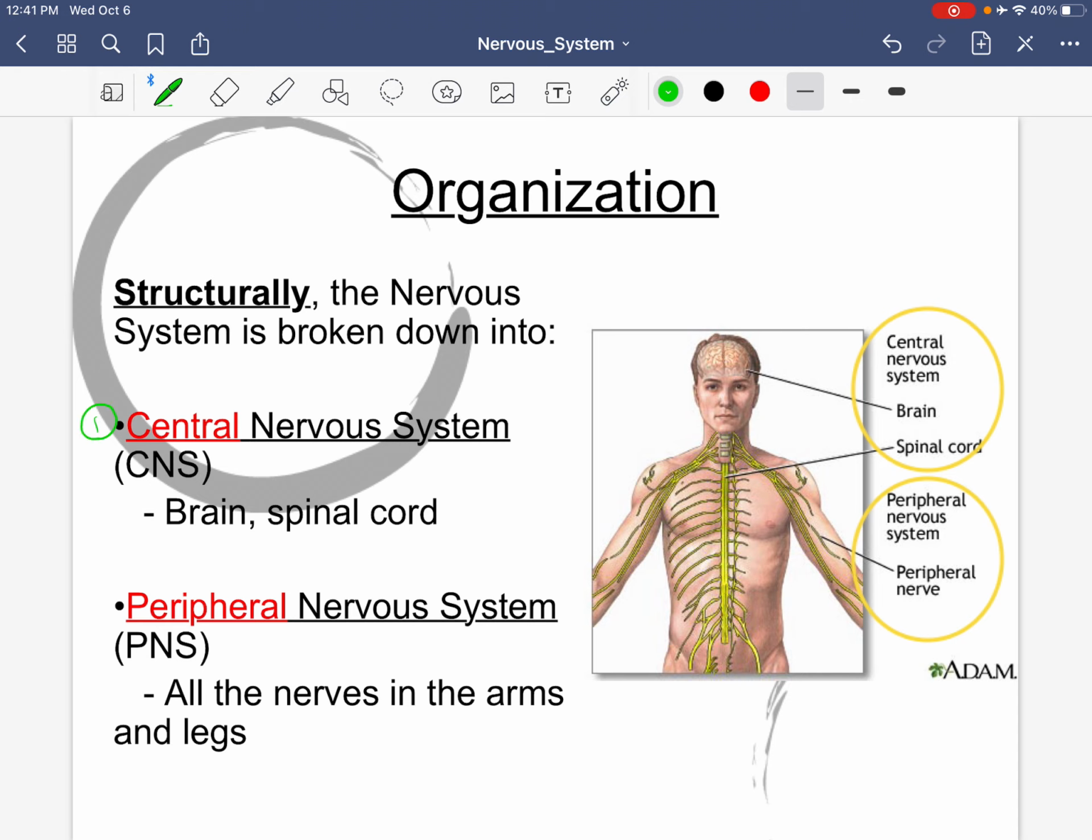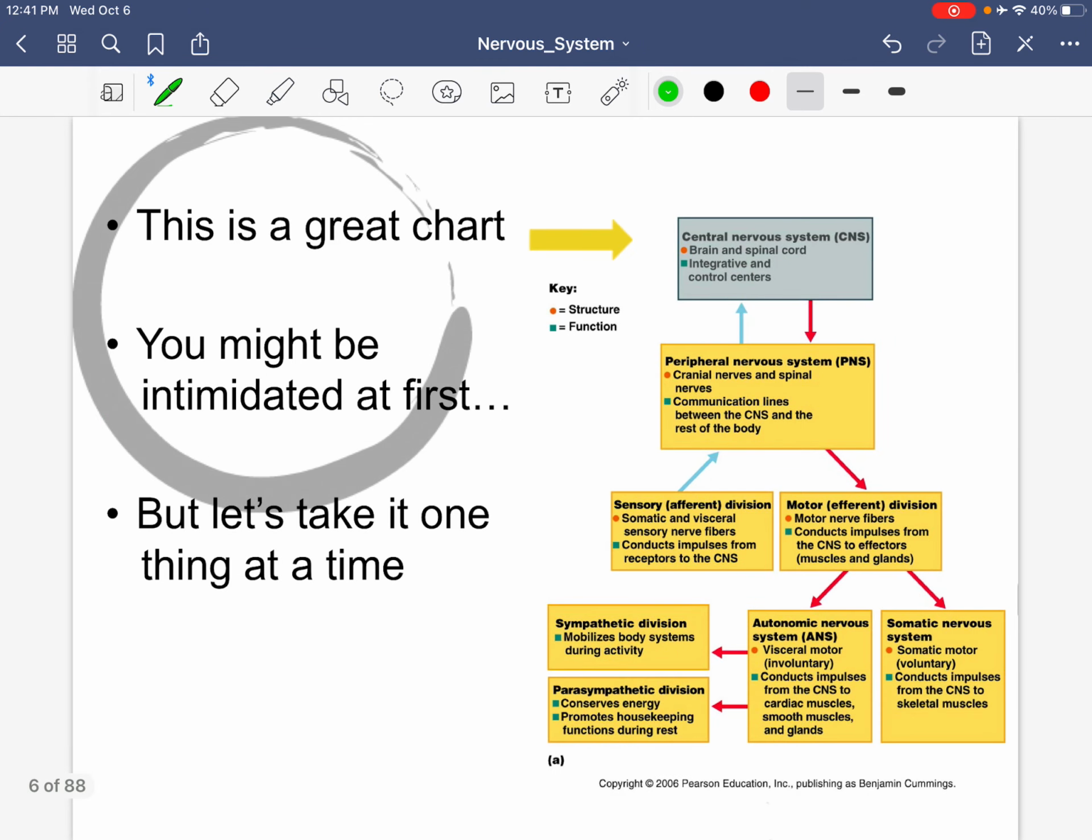Structurally, the nervous system is broken down into the central nervous system, which is the brain and spinal cord. That's it, brain, spinal cord. And the peripheral nervous system. Technically, the peripheral nervous system is all the nervous tissue outside of the brain and spinal cord. But what that really comes to be is the nerves in your arms and legs.